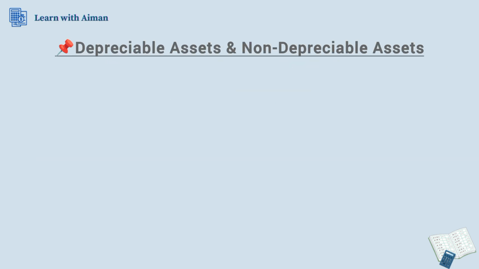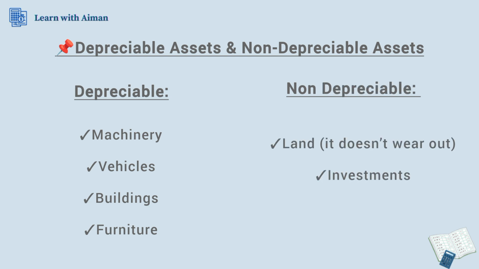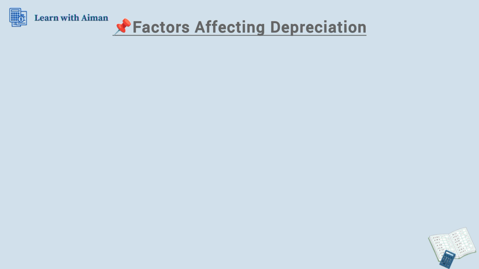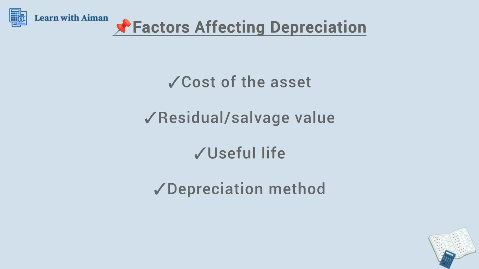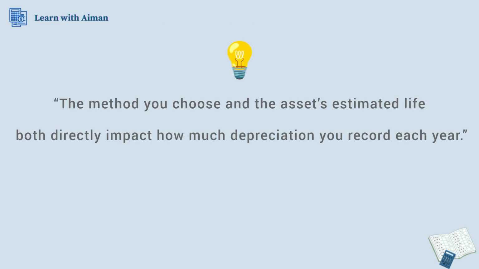Depreciable assets and non-depreciable assets. Depreciable: machinery, vehicles, buildings, furniture. Non-depreciable: land, because it doesn't wear out, and investments. Factors affecting depreciation: cost of the asset, residual value, useful life, depreciation method. The method you choose and the asset's estimated life both directly impact how much depreciation you record each year.